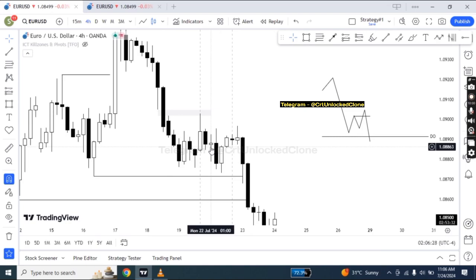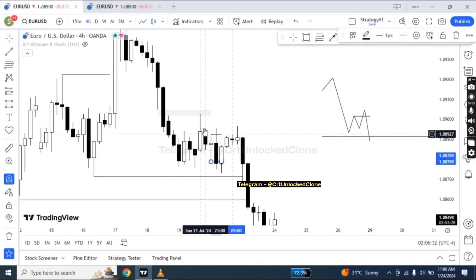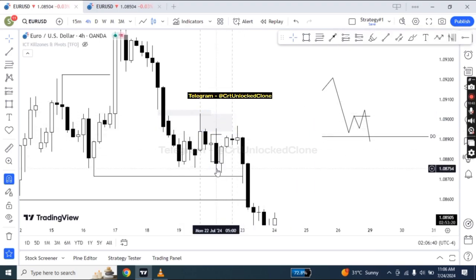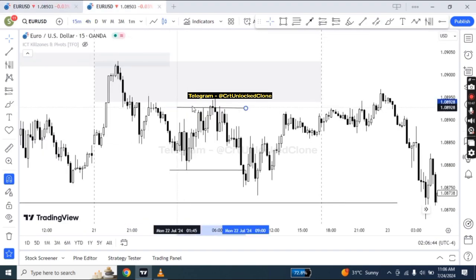Now what happened here is that during London Open, we formed this CRT just below this rejection block, and then price took out the CRT during London lunchtime and price expanded lower explosively. This was the thought process on the 4-hour, right? Now let's move over to the 15-minute time frame and see what else we got there.